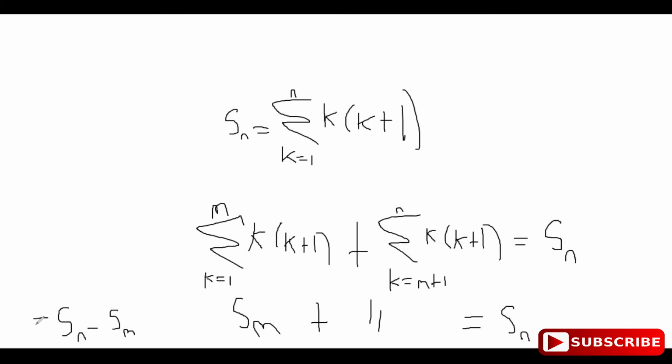So this thing right here, since I call it dash, is equal to Sn minus Sm. That's clear now? Yes, sir. All right.